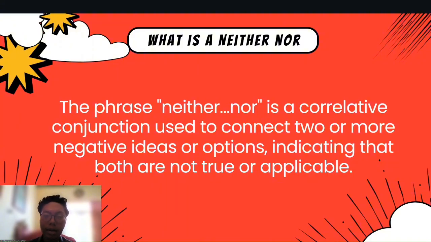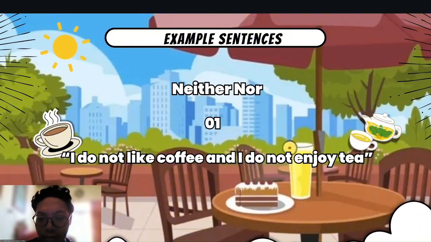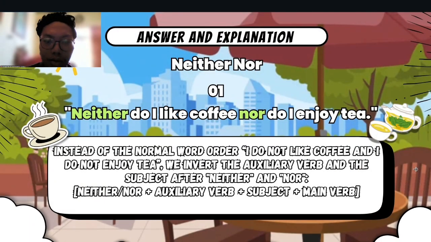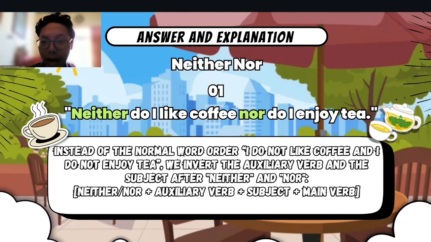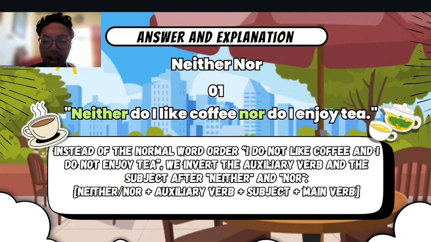For example, let me show you. The first example: we could say, I do not like coffee and I do not enjoy tea, but it is wrong. This is not clear and not elegant for the speaker. The correct sentence is, neither do I like coffee nor do I enjoy tea. Using inversion, do I instead of I do, adds emphasis and avoids repetition. It makes the sentence clearer and more elegant.